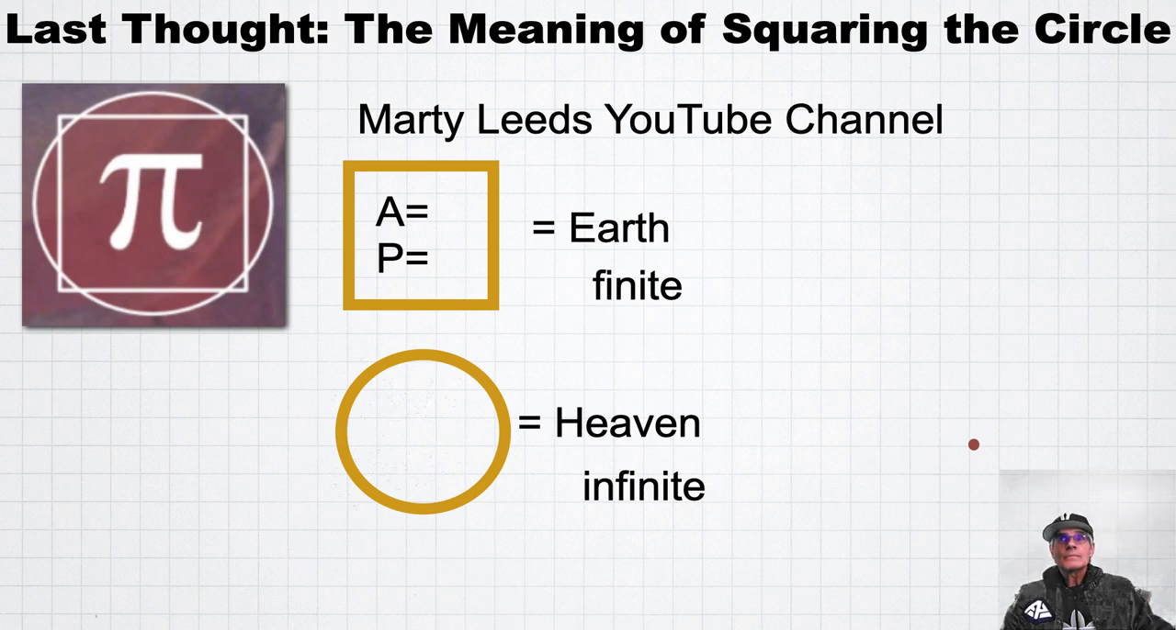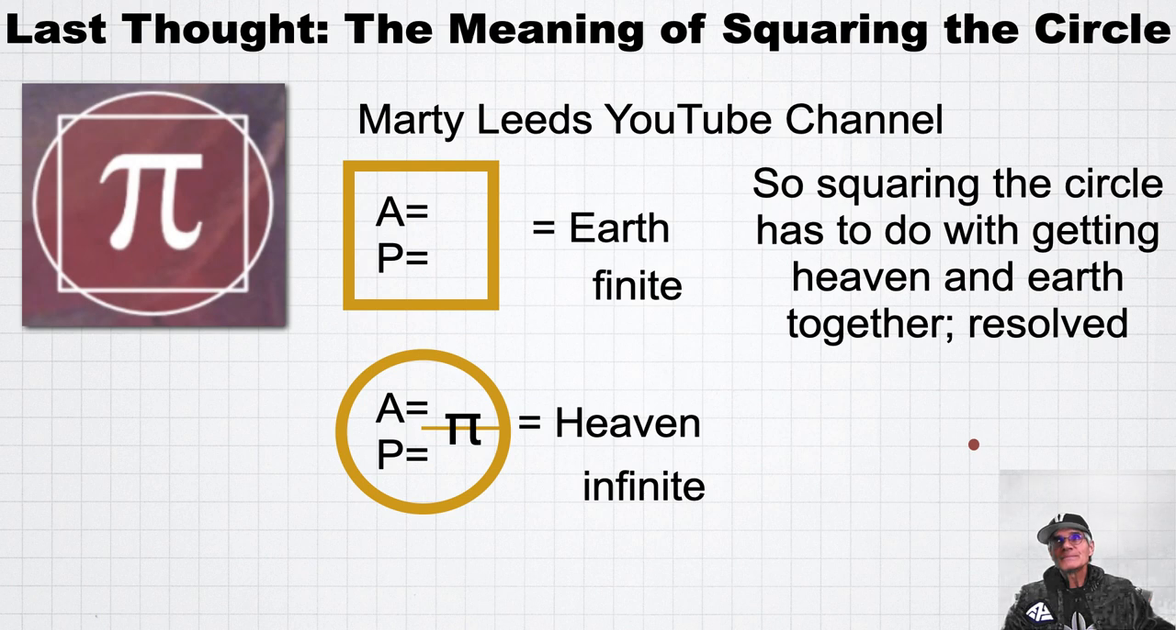But when it comes to heaven, the circle, the area and the perimeter are going to be infinite, because ultimately you're using a radius times pi, and pi goes on forever. Every number is there. Probably every birth date in the history of the world is there. Every number, because it goes on infinitely. And so the area is ultimately going to be a number that's infinite, and the perimeter is going to be too. So the square is Earth.